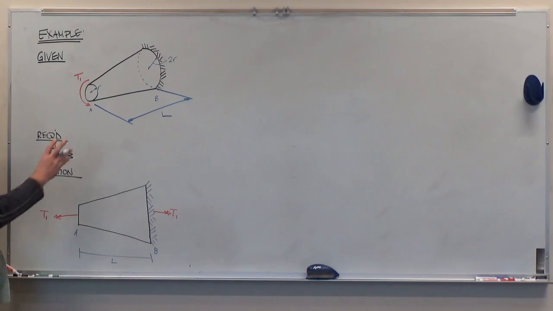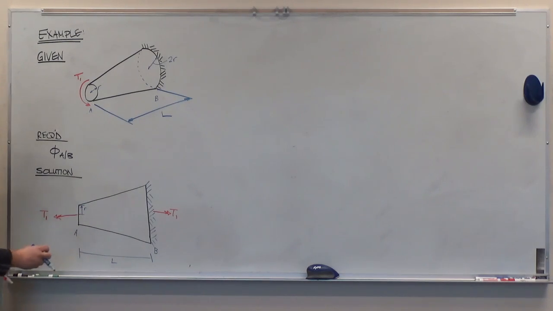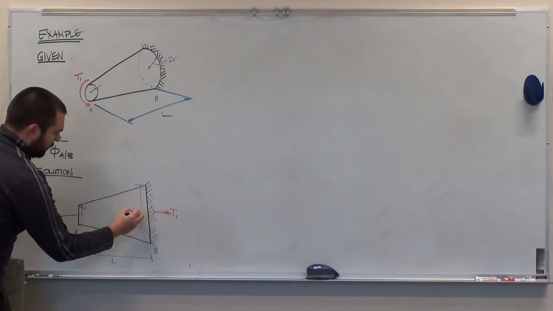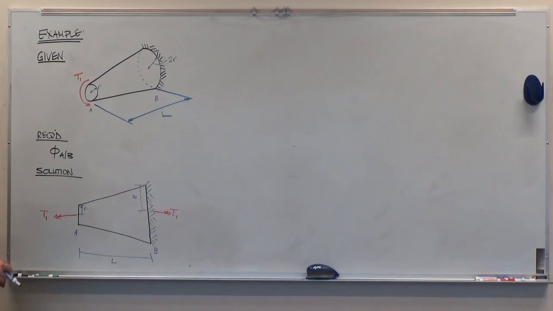And the only other thing that we want to put on here is the geometry. We know that the radius at this point right here is lowercase r, and that over here at support B, the radius is 2 times that variable r. Okay, and that should be enough to get us started. So this is simply just our 2D diagram.